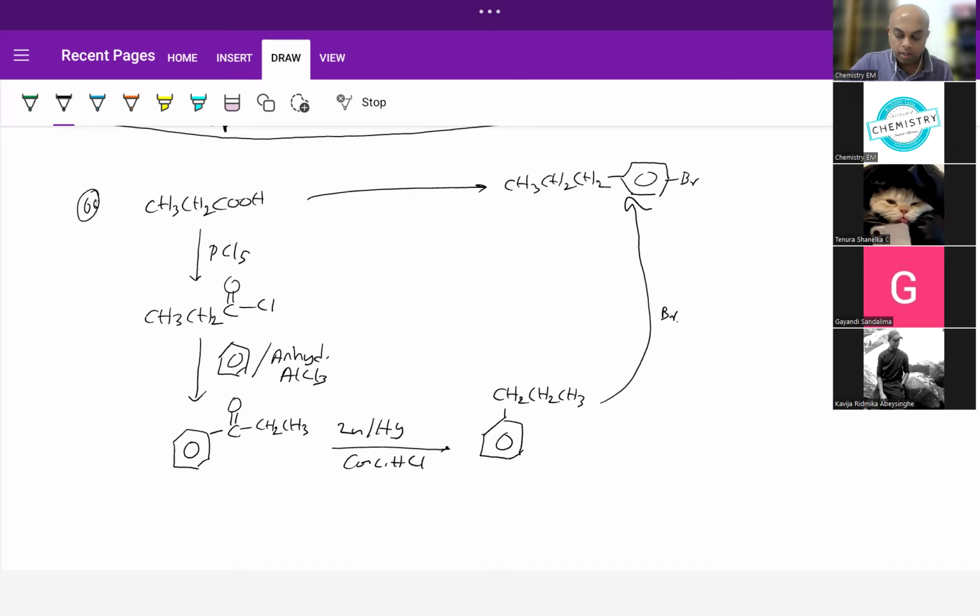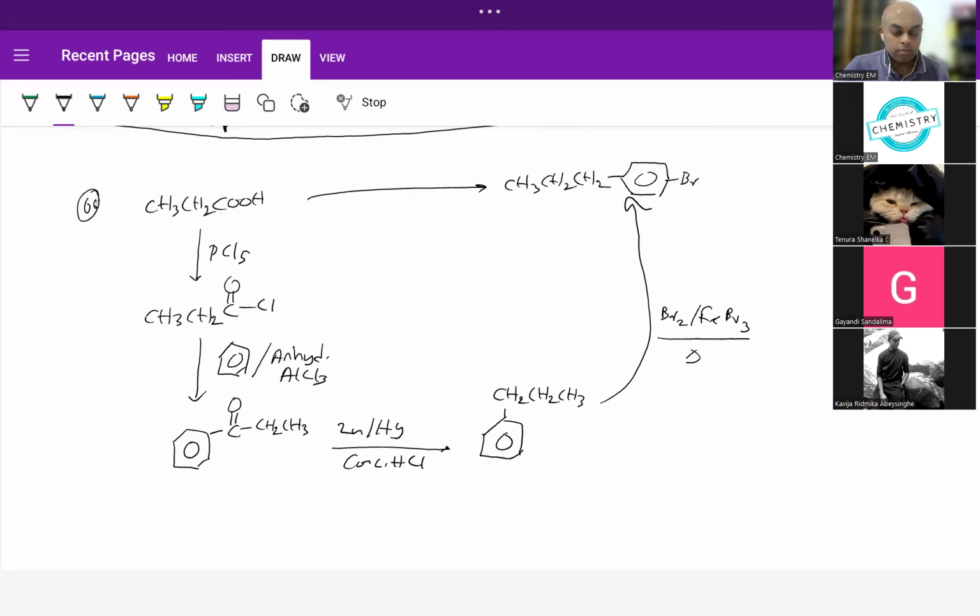Br2 can be added with FeBr3 or Fe dust with heating. Right? So this one can be used. This is the sixth one. Okay. Right. Any questions on this one?